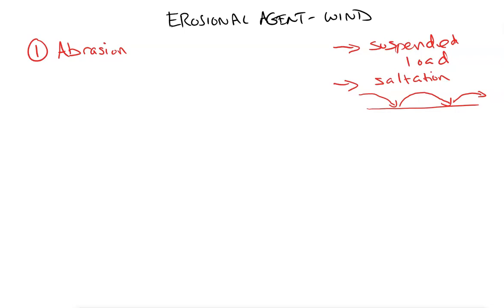Okay, now saltation is not really in terms of the dissolved ions or salt concentration, it just comes from the Latin word meaning to jump. So it jumps off the ground and is then basically pushed along with the wind. So looking at abrasion, abrasion can also be called sandblasting.